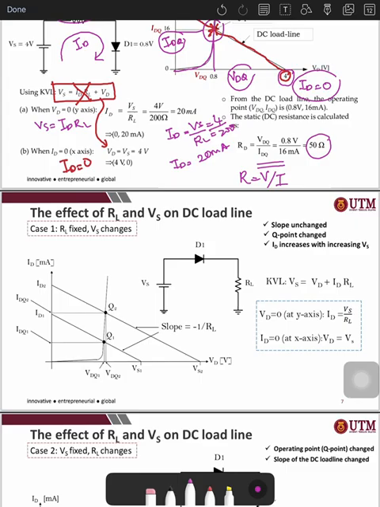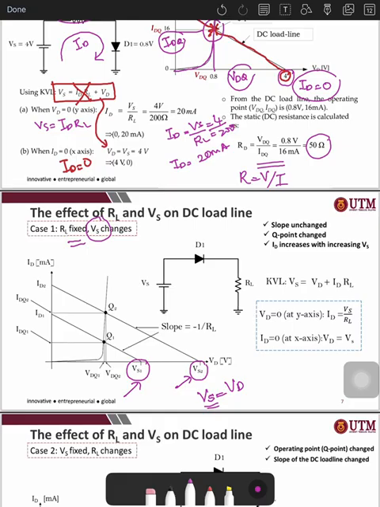There are two cases. The first one is when your RL is fixed. The slope of your load line indicates the RL. Then what happened when you change the source? At the cutoff point, VD is equal to VS. Therefore, when you change the value of the source, automatically your X point would be different.